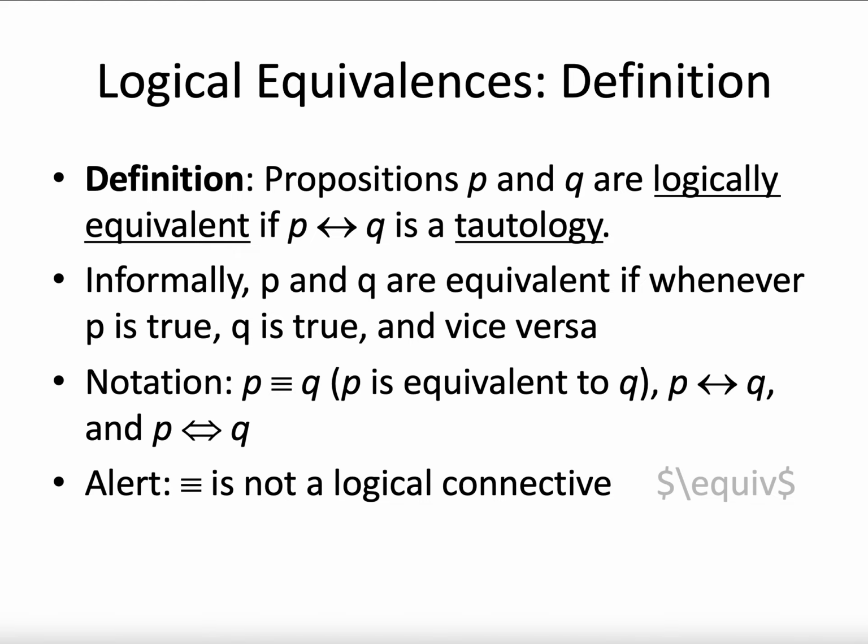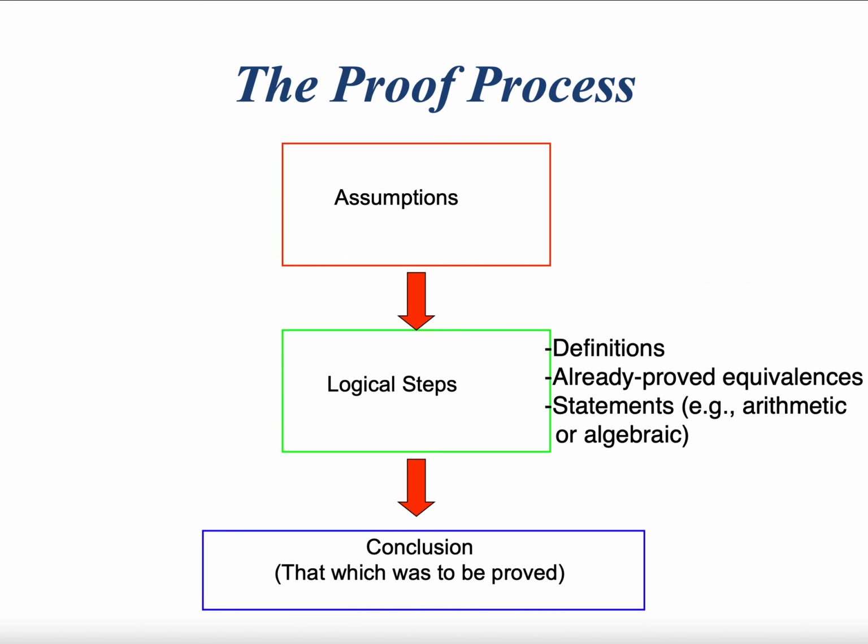Now, in terms of logical equivalences, propositions P and Q are considered logically equivalent if and only if P if and only if Q is a tautology, which means both P and Q have to be true and vice versa. Only then does it become a logically equivalent statement. Now you have that notation, the 3 lines, which means P is equivalent to Q. That's your logical equivalence statement. It is not a connective, it is just a statement.